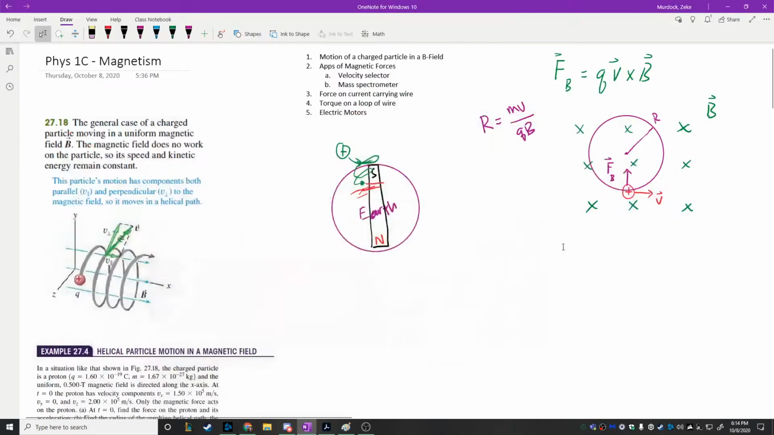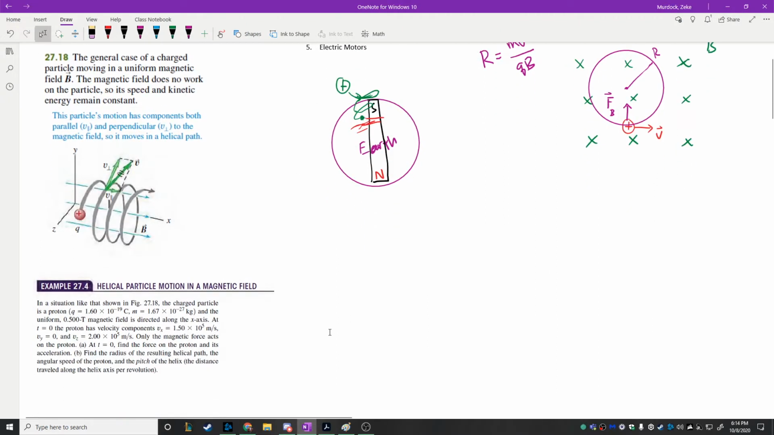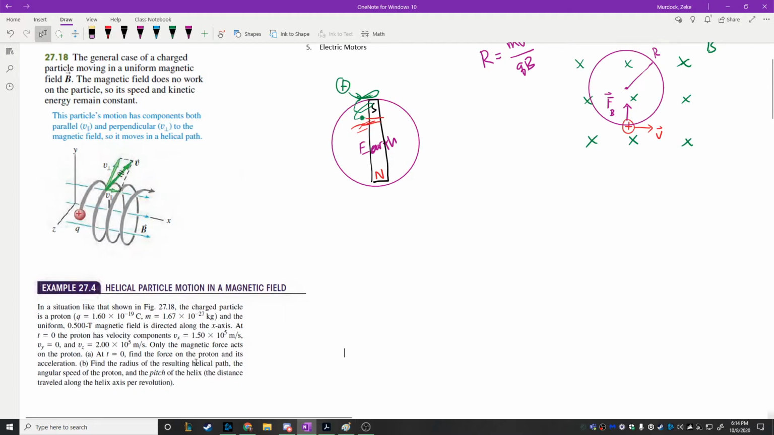All right. So what we want to do is look at a problem that analyzes a situation like this, and that's this problem right here. Hopefully you can read the problem okay. It says, in a situation like the one shown in the picture here, the charged particle is a proton, so they give us the charge and the mass of the proton here. And the uniform 0.5 Tesla, this is how magnetic fields are measured, is directed along the x-axis.